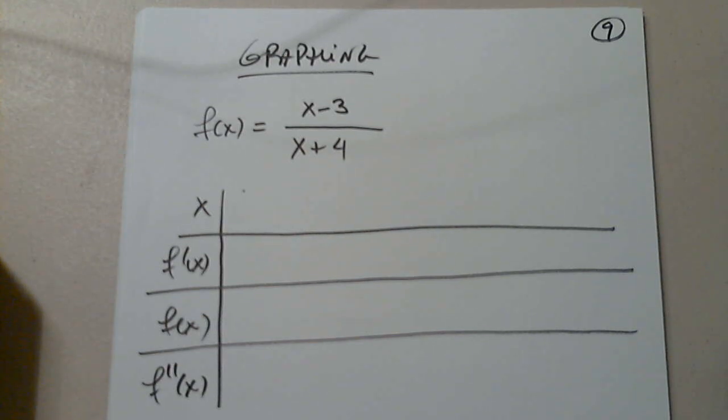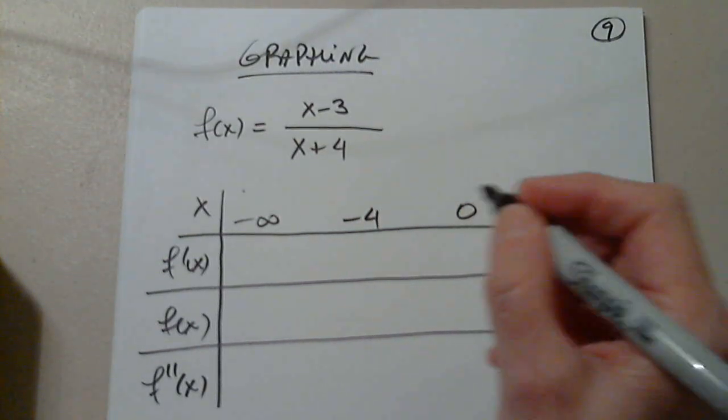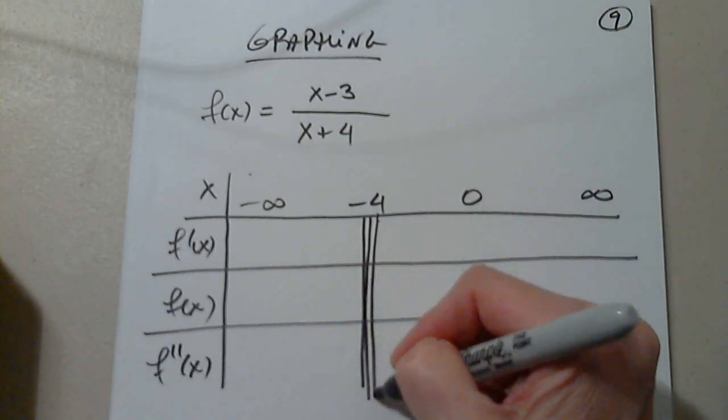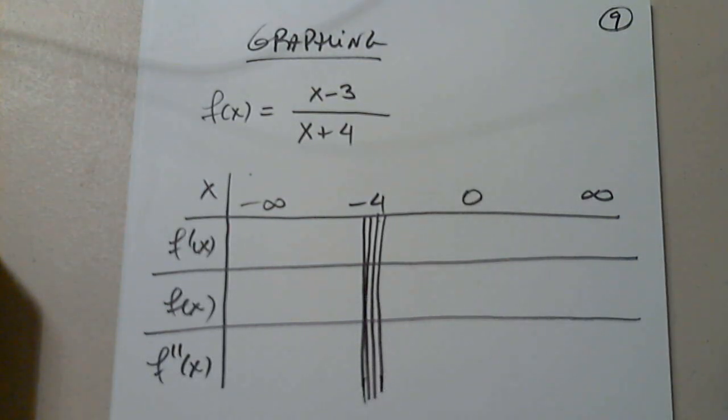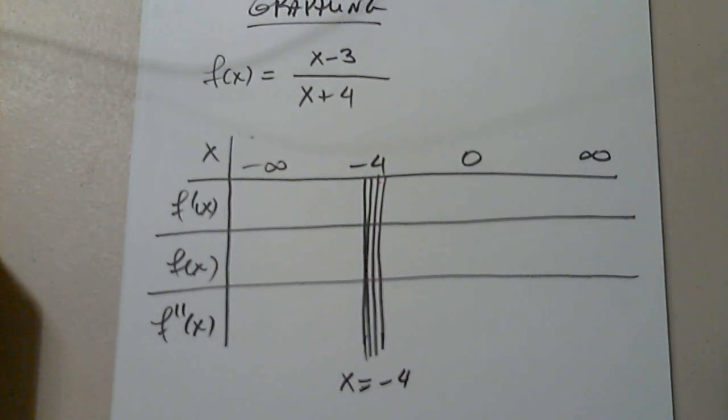Negative infinity, negative 4, union negative 4, infinity. Very good. You don't have to write it on the side, it's sufficient for me if you do this. I know what you're saying. Good. What do you know about x equals -4? What will that be for sure?